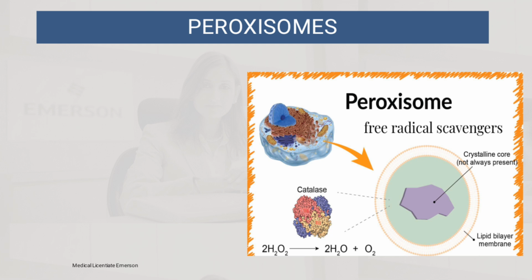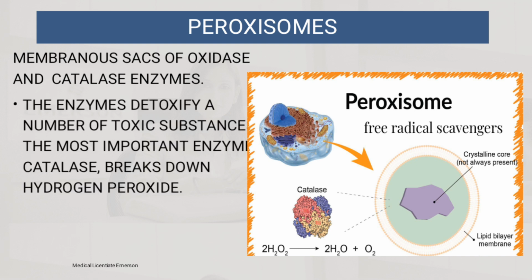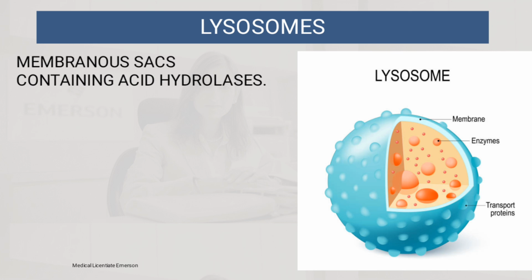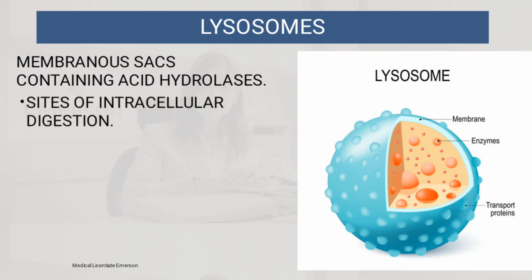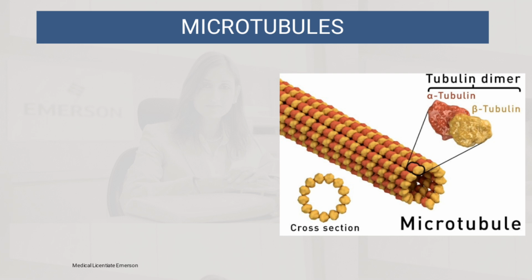Then peroxisomes are membranous sacs of oxidase and catalase enzymes. Okay, and the enzymes detoxify a number of toxic substances, and the most important enzyme, catalase, breaks down hydrogen peroxide. Okay, then we have lysosomes, which are membranous sacs containing acid hydrolase, and act as sites of intracellular digestion, and this is their structure. Lysosomes are involved with various cell processes, and they break down excess or worn out cell parts. They may be used to destroy invading viruses and bacteria.